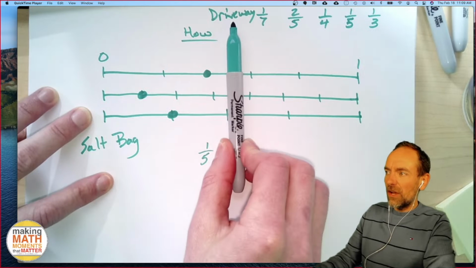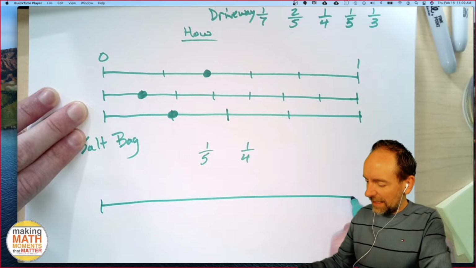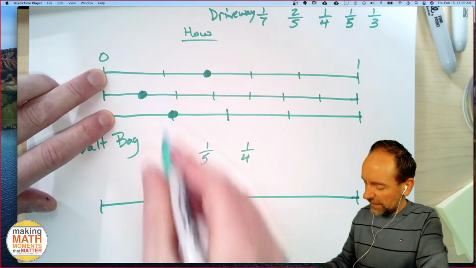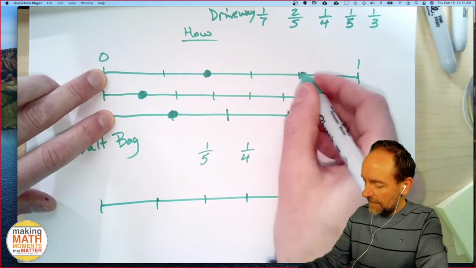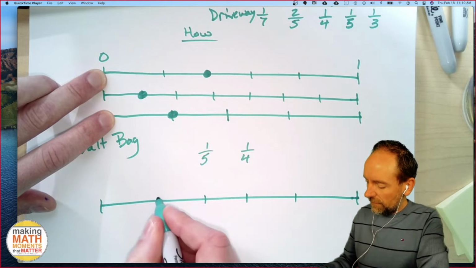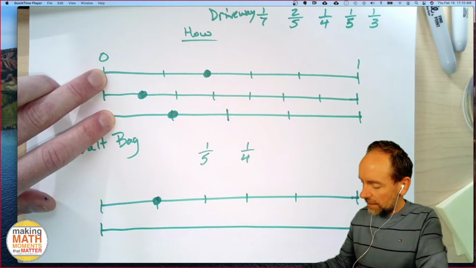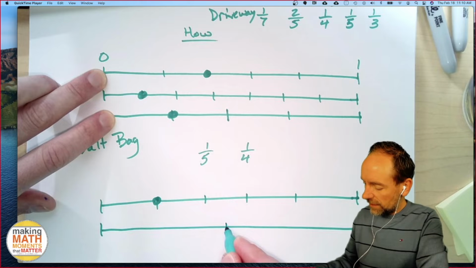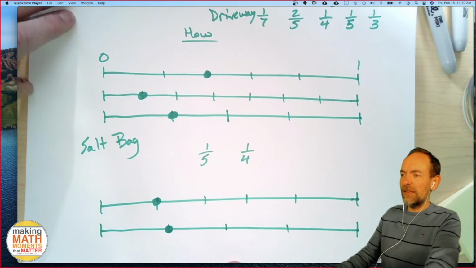And then for our salt bag, interesting, we had some 1/5. If this is fifths here, I'm just going to use that as a guide. Okay, 1/5 for the salt bag, 1/4 for the salt bag. Again, I'm just going to line that up as best I can. So we've got some good estimates going on here.